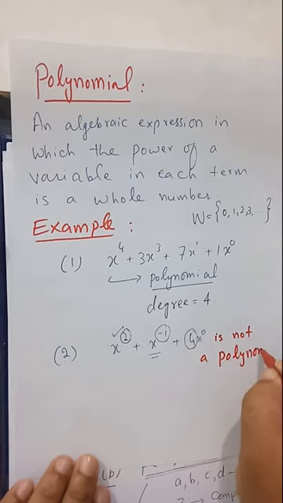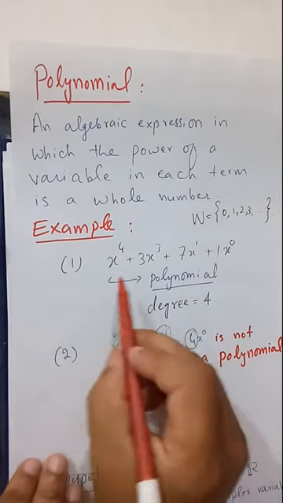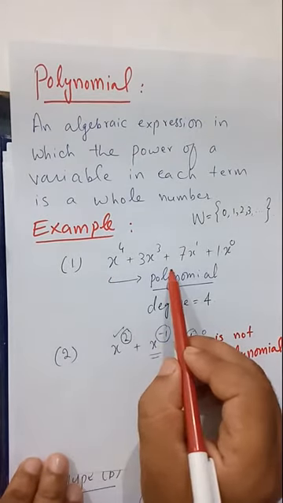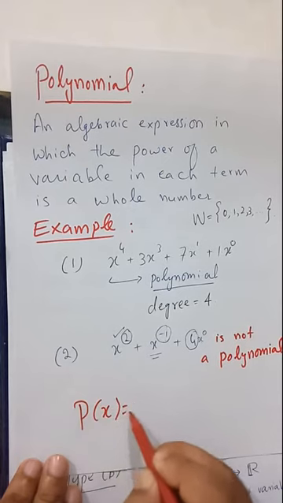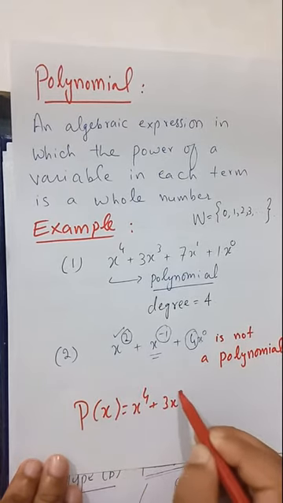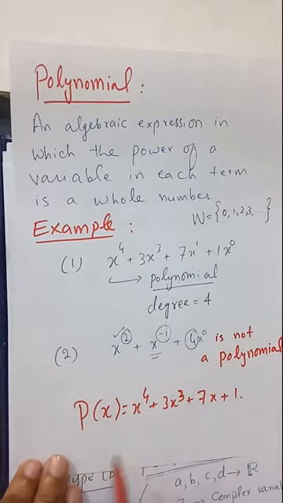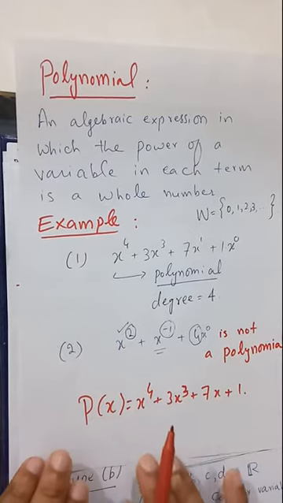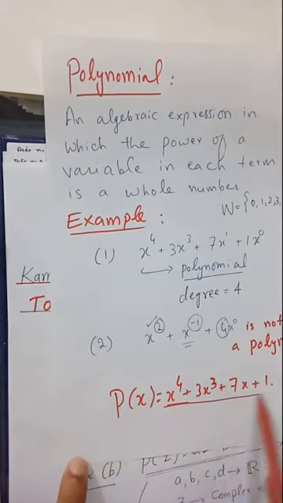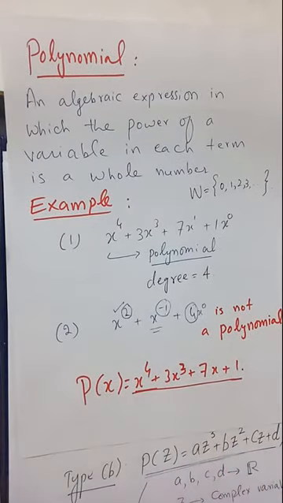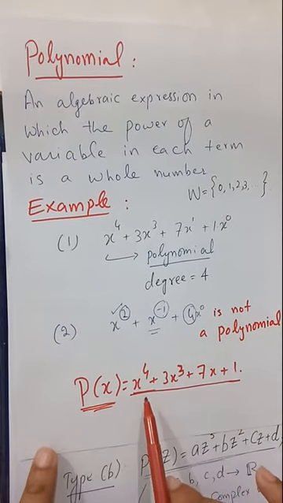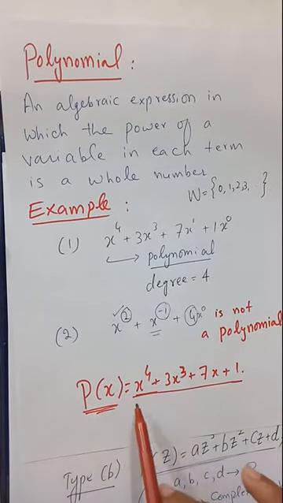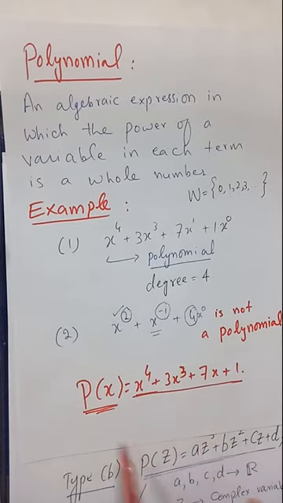So this is the basic definition of a polynomial. We usually denote it, let's say in this case, this algebraic expression has variable x. So this is denoted by p of x is equal to x power 4 plus 3x cube plus 7x plus 1. So usually polynomials are denoted by p of x, meaning this algebraic expression is dependent on x because the variable is x. So this is the notation for a polynomial, p of x. If the algebraic expression is dependent on x, meaning the variable is x, and in each term the power of the variable is a whole number, then this is a polynomial.